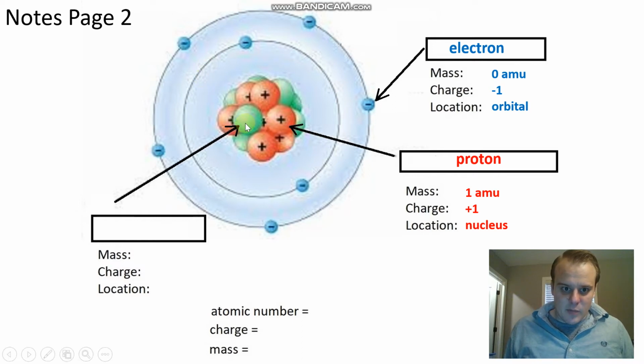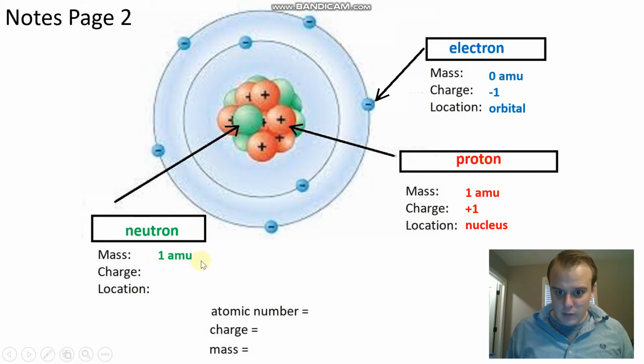Okay, and then the last type of particle, it's going to be this green one in the middle here. That's the neutron. Neutron has a mass of 1 AMU, so just like a proton, 1 AMU. They have no charge. That's because they are neutral, so their charge is 0. And they're located in the nucleus, so they're located with the protons.